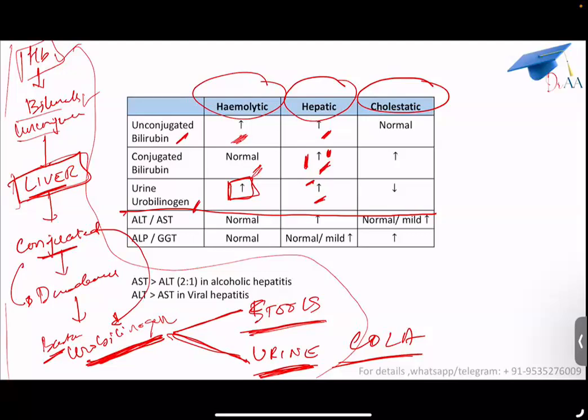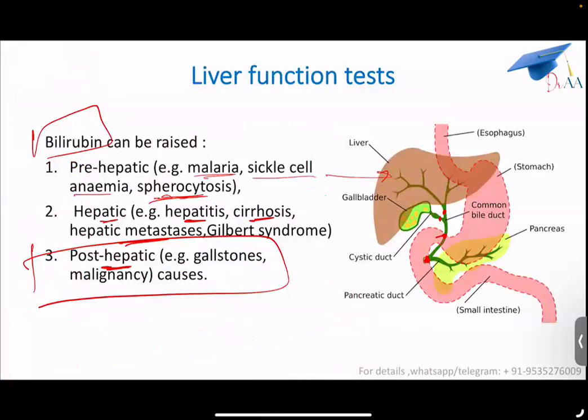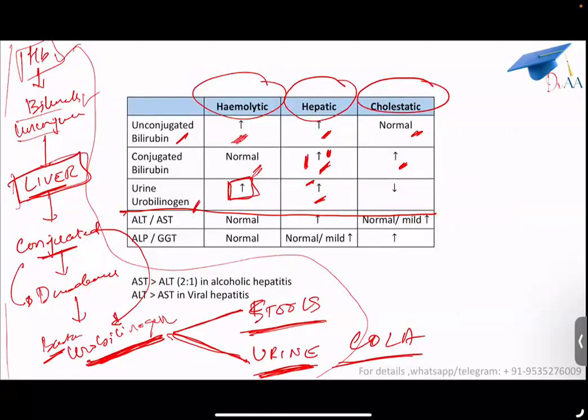What about cholestatic? That is an obstructive cause we're discussing here. In an obstructive cause, unconjugated bilirubin remains normal itself. Conjugated bilirubin will increase because it is obstructed. It can't get secreted into the GI tract. Hence, all of this will remain in the serum itself. That's why the blood conjugated levels will go high.